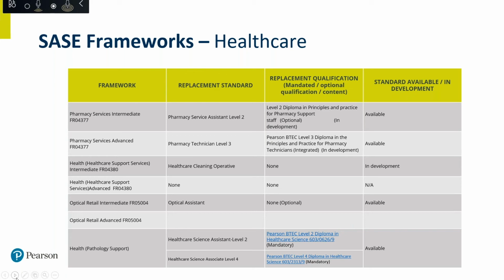The next one is the health pathology support framework. There is no direct standard that is mapped to it. There are two different ones that can be used. One is the laboratory technician and the other is the healthcare science one. The laboratory technician is currently going through some transition, so I haven't mentioned it here. But the healthcare science assistant at Level 2 and Level 4 is available, so it's not similar to the Level 3 qualification that was available. So it is either at Level 2 or Level 4. We have qualifications in BTEC Level 2 Diploma in Healthcare Science and Level 4 as well. They are mandated within the Healthcare Science Assistant and Associate Apprenticeship standards, and they can be used also for the old pathology students. So that's all for the healthcare standards.